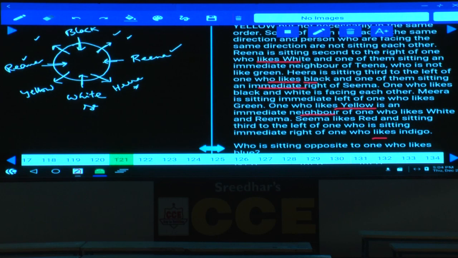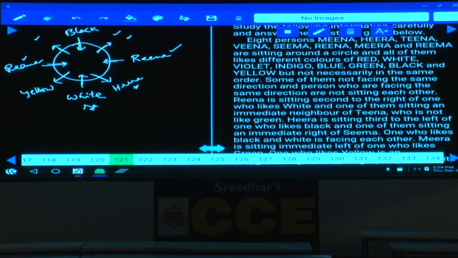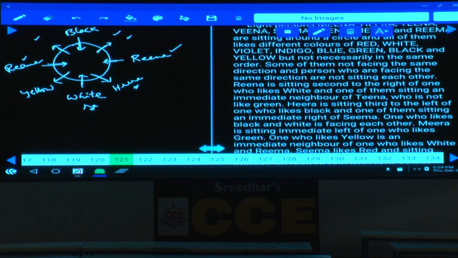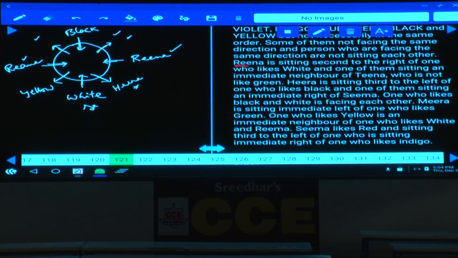Now let us check out here. Done with this? Now once again let us check out the conditions from the beginning. Same direction. Reena is seated second to the right of the one who likes white, and one of them is seated an immediate neighbor of Tina. One of them is seated an immediate neighbor of Tina means either Reena or this white is an immediate neighbor of Tina. Hence Tina can be either at this place or at this place. Isn't it? 2 possibilities. And Tina does not like green.